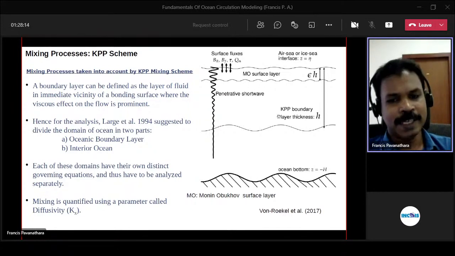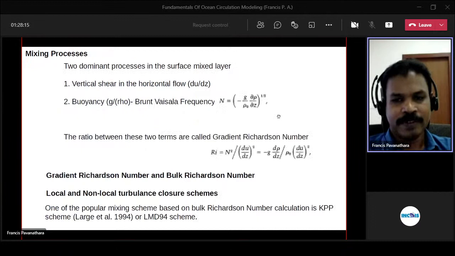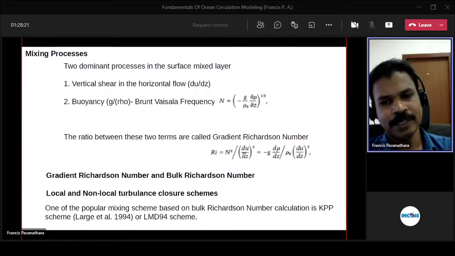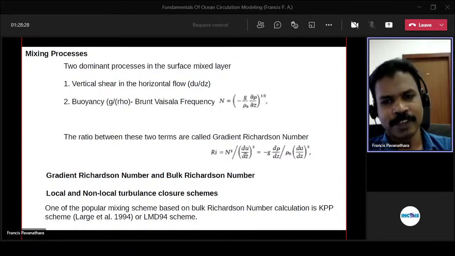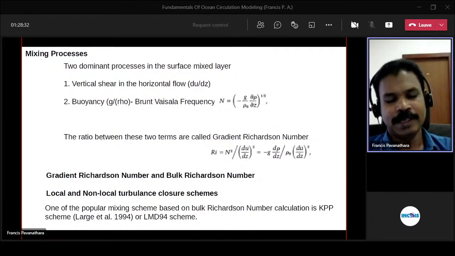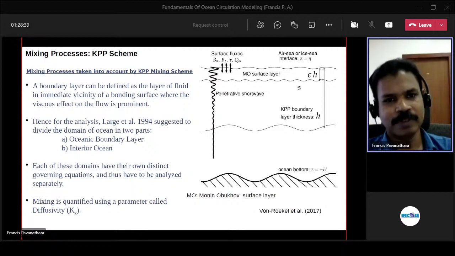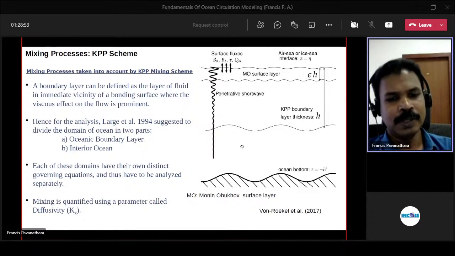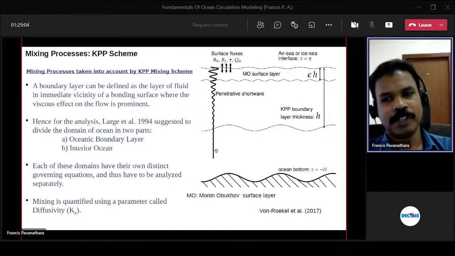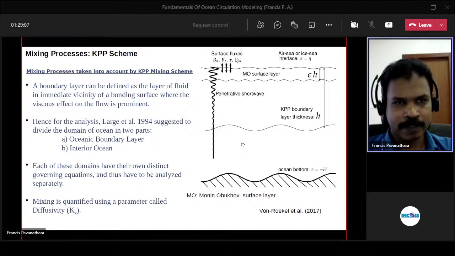In this depth, we can see that buoyancy and shear processes are dominating. So we have buoyancy driven mixing, and we have mixing due to the shear process. Up to this depth, we have a balance between these two, so we have to consider both processes. The interior ocean is very different. In this one, the KPP mixing scheme uses mainly diffusion in the interior ocean, mainly due to the vertical shear in the horizontal flow. As I said, it can come from the internal waves. This is the basic concept of the KPP mixing scheme.